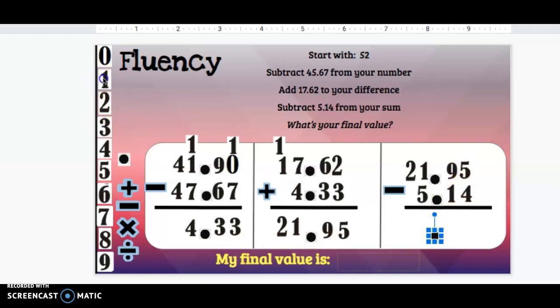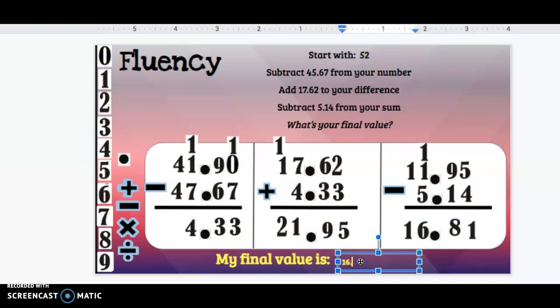5 minus 4 is 1. 9 minus 1 is 8. 1 minus 5 I cannot do, so that 2 becomes a 1. And then our other 1 that we are borrowing from makes it 11. 11 minus 5 is 6. And then 1 minus holding in space, it would be a 0. 1 minus 0 is 1. So your final answer or final value is 16 and 81 hundredths. Okay, so that's fluency for today.